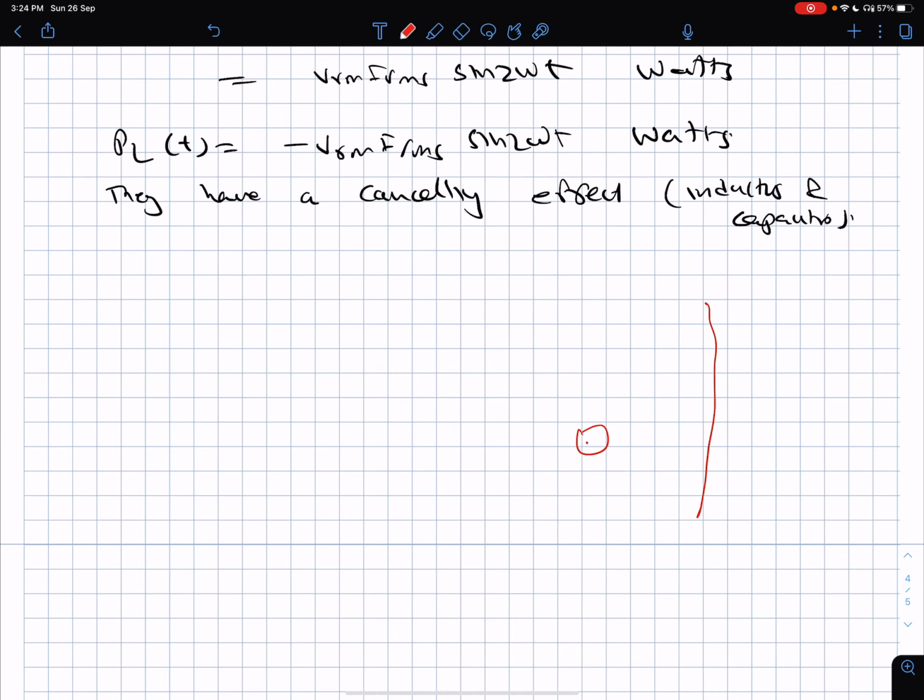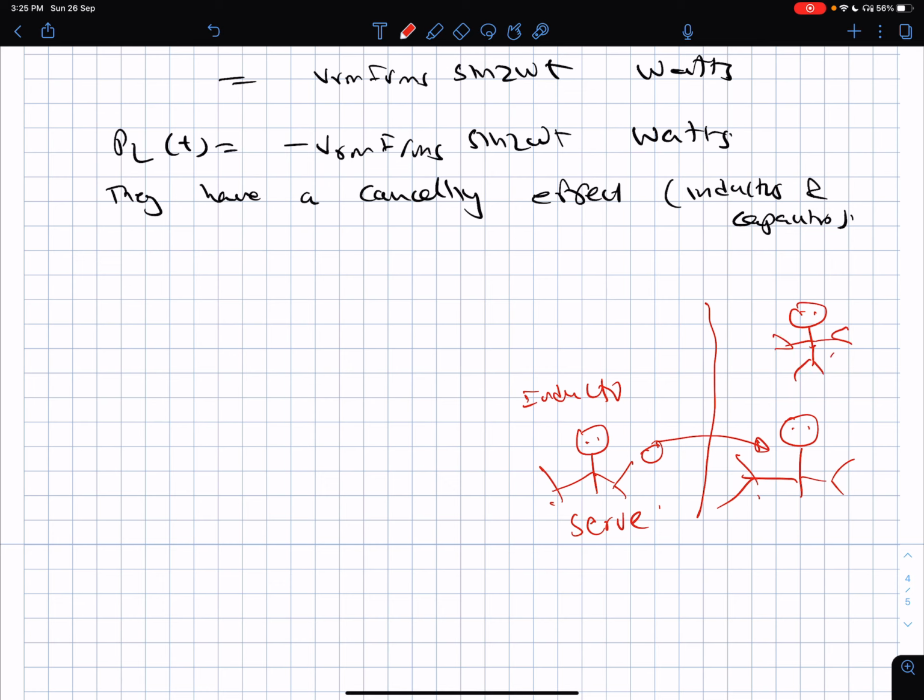this is a first serve, let's say this is the inductor, and so the ball is served from here to here. Then with the capacitor, this is another court.